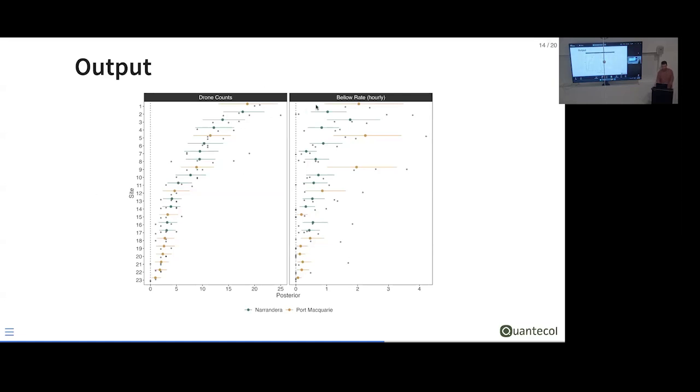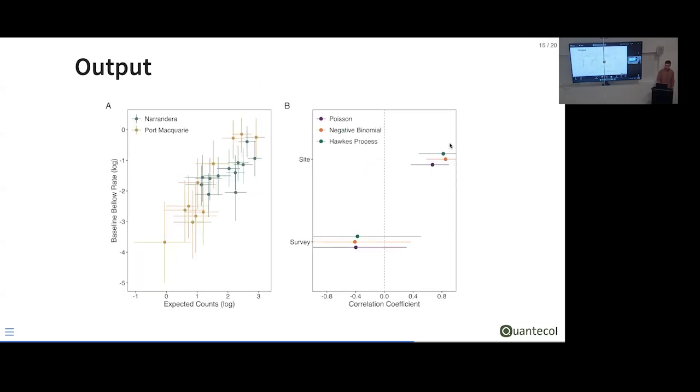So anyway, back to this data, our call rates are very over dispersed, as you can see. But if you look at the correlation coefficient of the site level expected drone counts and bellow rates, they were very high. So this was roughly 80% correlation. And if we plot the bellow rates versus the expected drone counts here on the left, you can also visually see that this relation holds.